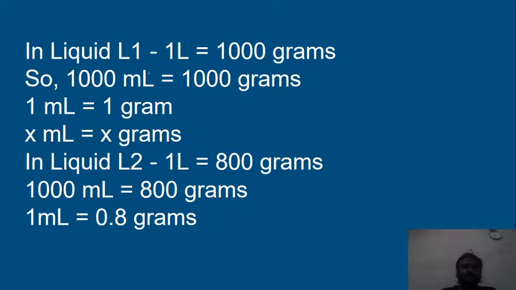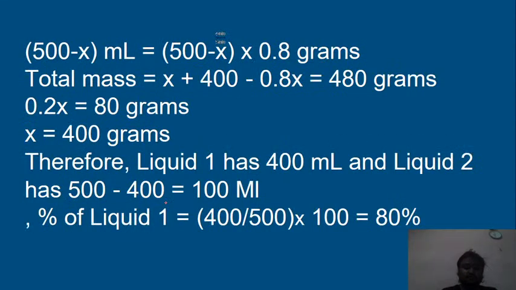Okay guys, see, for liquid L1, 1 liter is equal to 1000 grams, so 1000 milliliter is equal to 1000 grams, that is 1 milliliter is equal to 1 gram, so x milliliter is equal to x gram. For liquid 2, 1 liter is equal to 800 grams, so 1 milliliter of liquid 2 is equal to 0.8 grams. Then 500 minus x ml is equal to 500 minus x into 0.8. Total mass comes out to be 400 grams. Therefore liquid 1 has 400 milliliter and liquid 2 has 100 milliliter, that is percentage of liquid 1 is 80%.